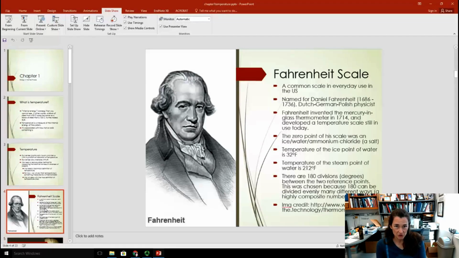Also on his scale, the temperature of plain water with no salt in it was 32 degrees Fahrenheit, and the boiling point of water with no salt in it was 212 degrees Fahrenheit. He put 180 divisions or degrees in between these two standard temperatures that he used for calibration. He used 180 because it's a highly composite number. In other words, it can be divided into many different size divisions, and he thought that was useful.